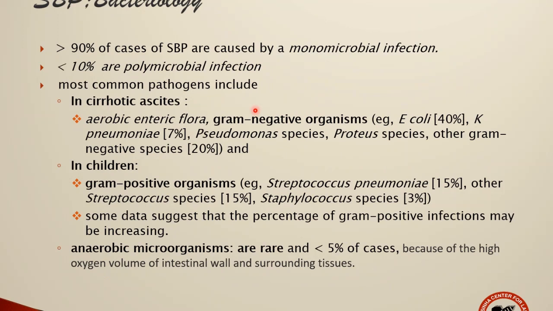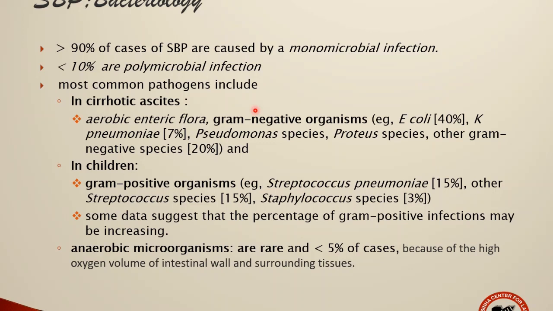More than 90% of cases of spontaneous bacterial peritonitis are caused by monomicrobial infection. This we stressed even earlier, but needs stressing again. Only less than 10% are polymicrobial. And the most common pathogen would depend upon the age group. In a cirrhotic ascites in an adult, the aerobic enteric flora, the gram-negative organisms, and to a certain extent gram-positive organisms would be responsible. So you have the predominantly gram-negative organisms like E. coli 40% of the time, Klebsiella, Pseudomonas, Proteus, and other gram-negative species.